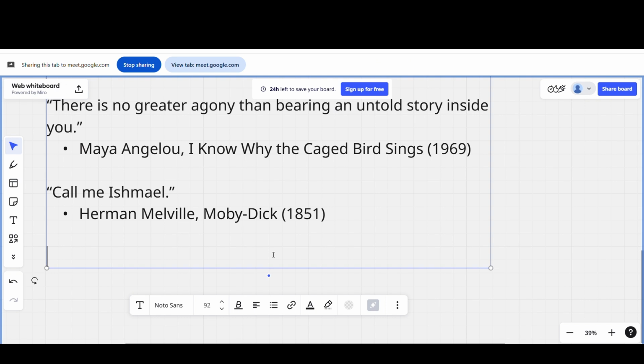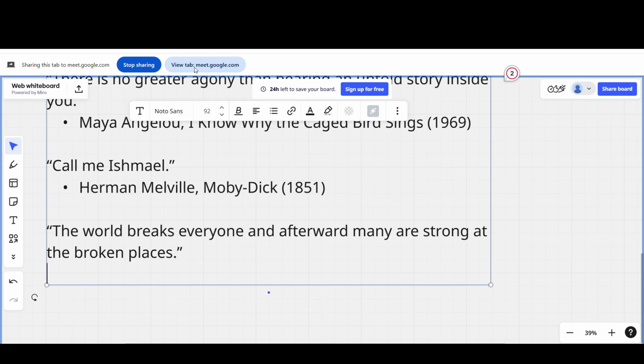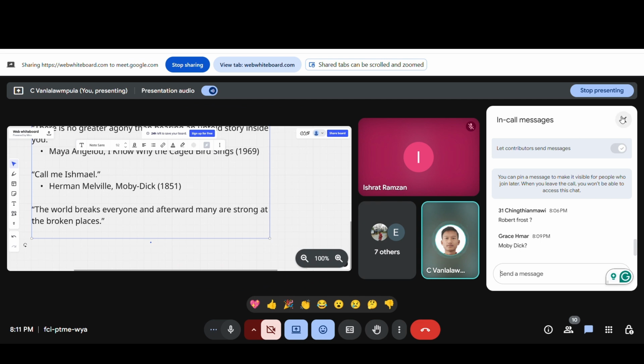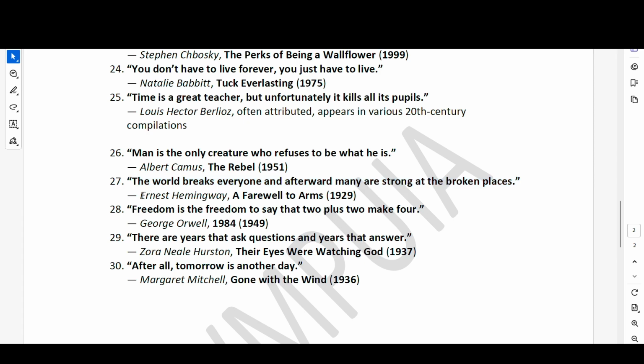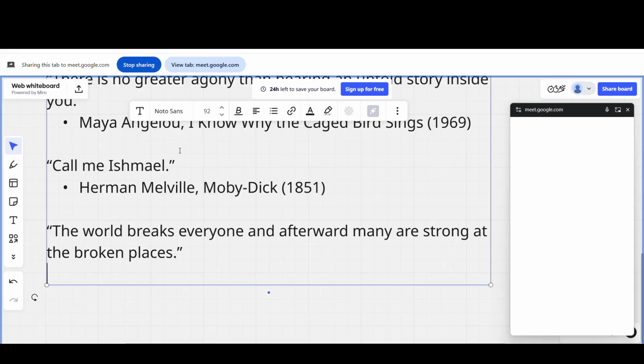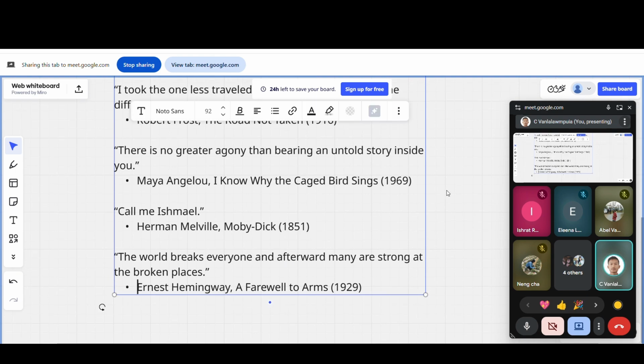These are very important questions. Do you have any idea? "The world breaks everyone, and afterward, many are strong at the broken places." This is written by Hemingway. What is the first name of Hemingway? Ernest Hemingway, A Farewell to Arms. This is written by Ernest Hemingway, A Farewell to Arms. These are important questions. If you can't answer these questions, your likelihood of cracking is very low.